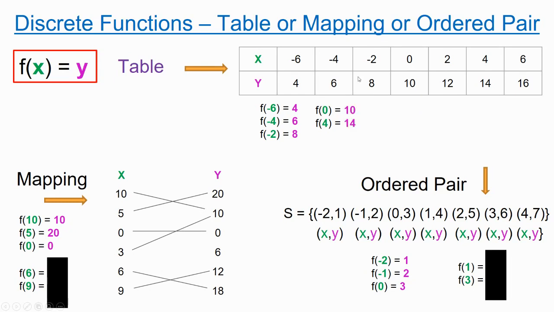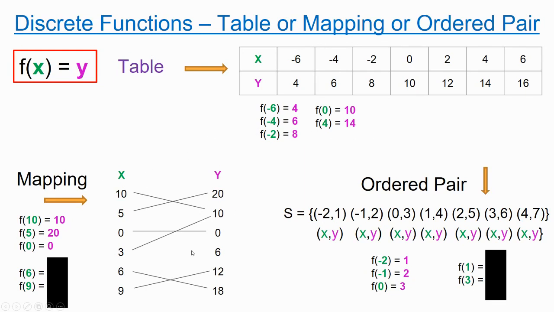Okay, we're back. So if I input a 0 for x, f of 0 is 10. The y is 10, the output. Okay, if I input a 4, the output is 14. So f of 4 is 14. Okay, so that's the case of a table.